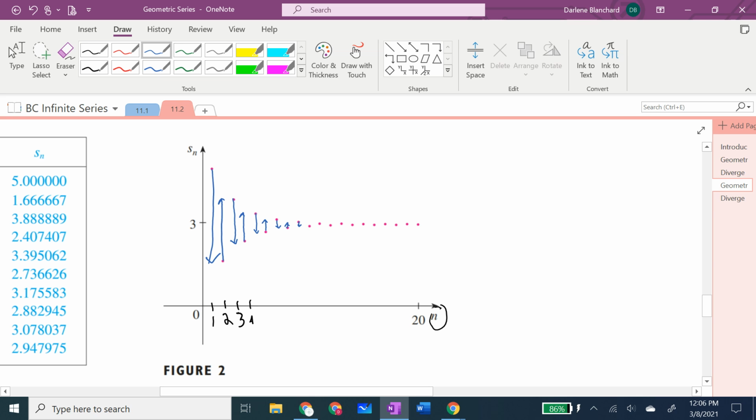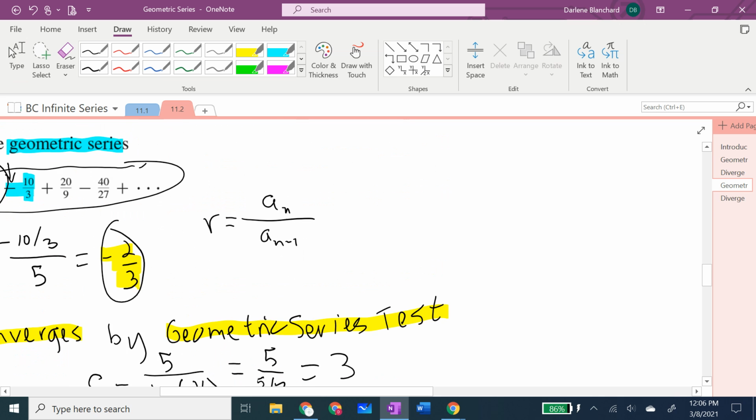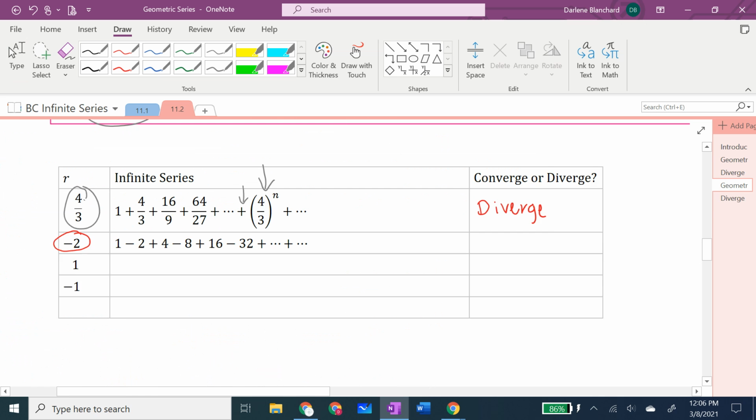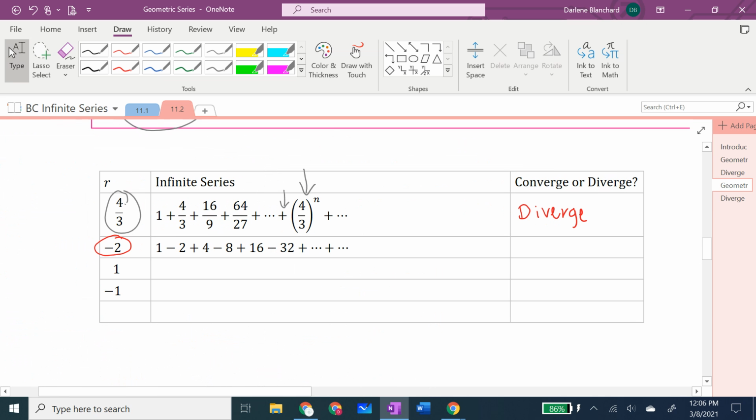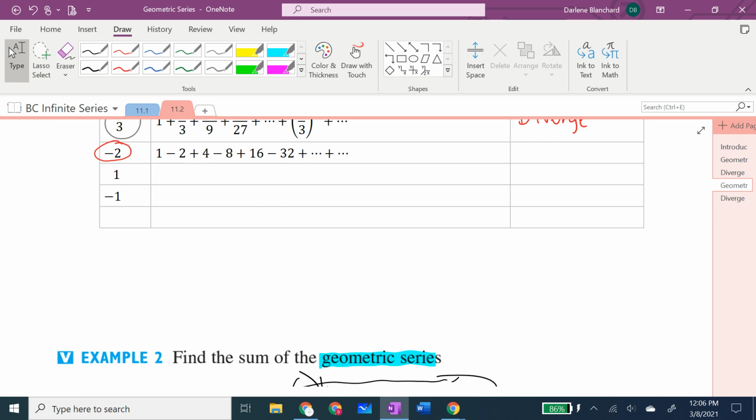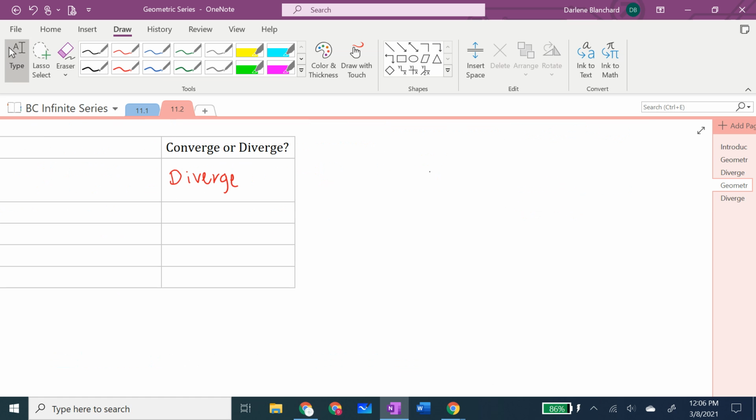But if your r has absolute value bigger than 1, and you're dealing with a negative number, what is it doing? And yes, I see it, I'm looking at chat. It's going back and forth between negative and positive infinities. It's actually going to do the opposite of what we were seeing there.